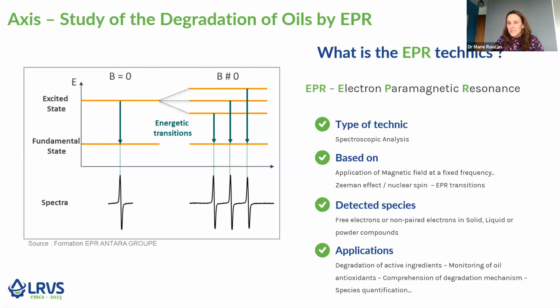About the detected species, most of them are free electrons or non-paired electrons, and you can see them in many different substrates like solid, liquid, or powder compounds. And it's very useful if you want to see the degradation of active ingredients, like for example, additives. You can also monitor the antioxidants of oil and especially the degradation of them. You can see, of course, the degradation mechanisms and have a better comprehension of it. And you can also do quantification of the species you can see.